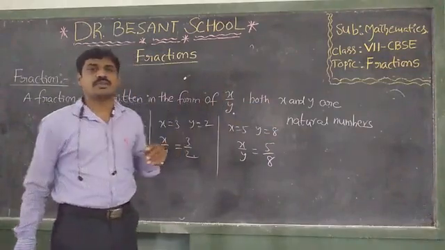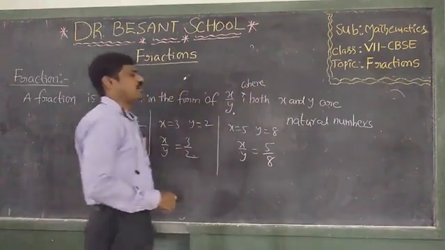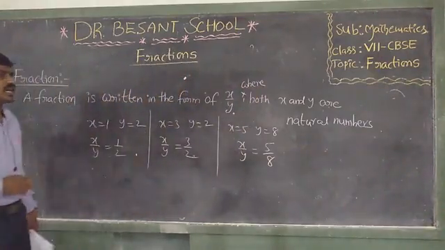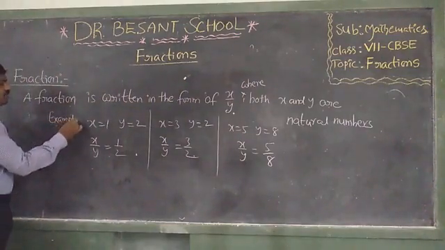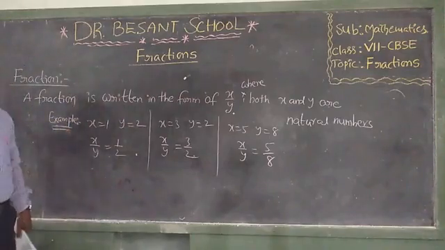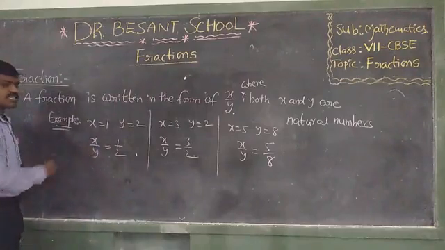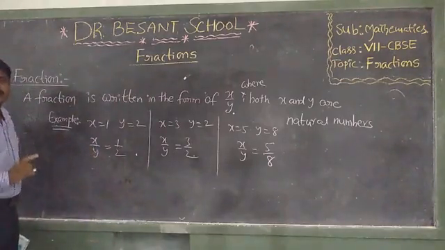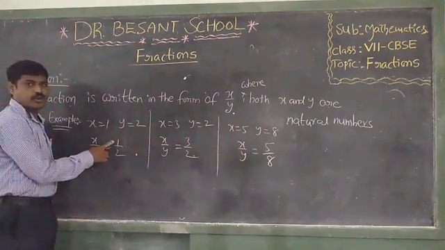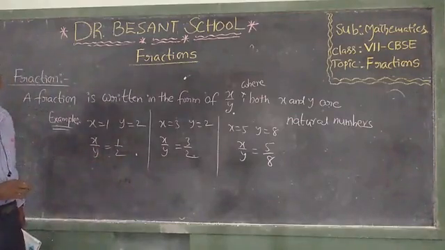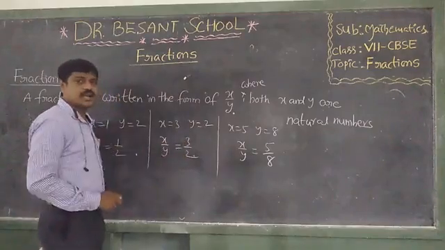So, a fraction is written in the form of x by y, where both x and y are natural numbers. These are the examples for fractions. Clear, children? Now, you can observe here what is x and what is y. So, x is the numerator and y is the denominator. In 1 by 2, 1 is the numerator and 2 is the denominator. Here 3 is the numerator and 2 is the denominator.